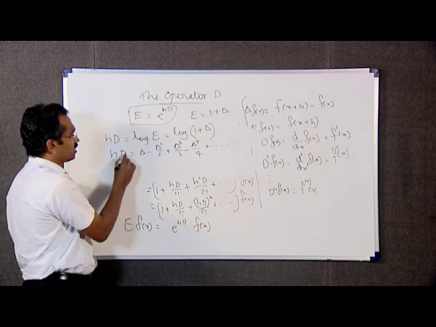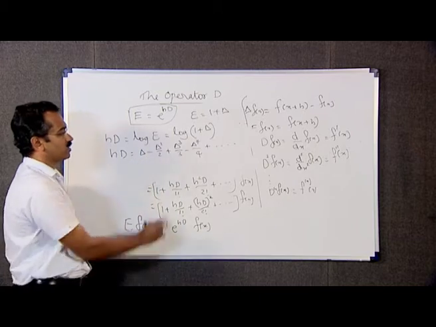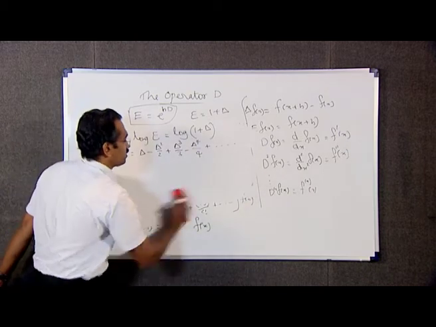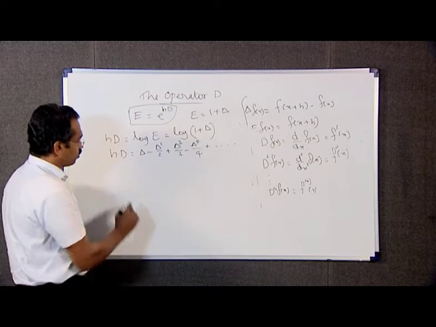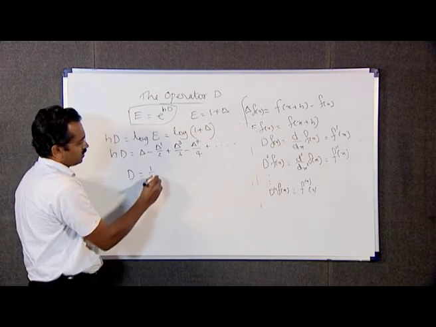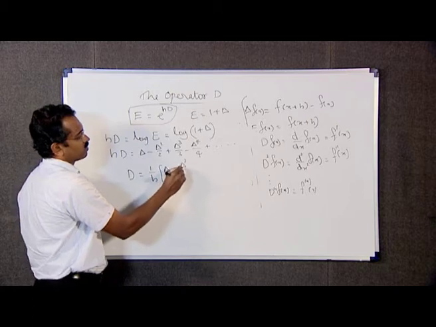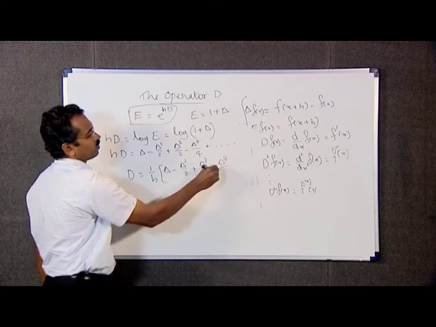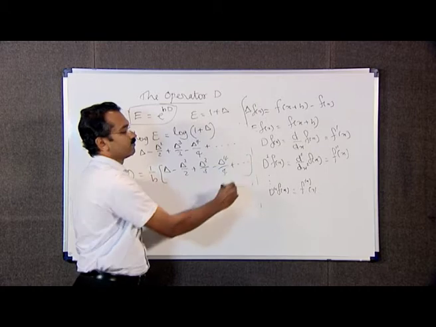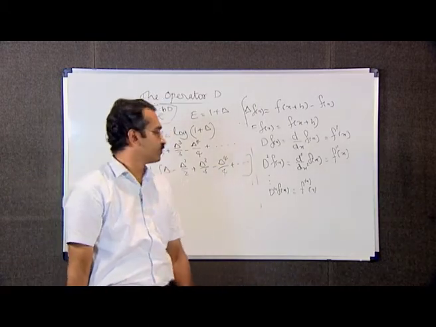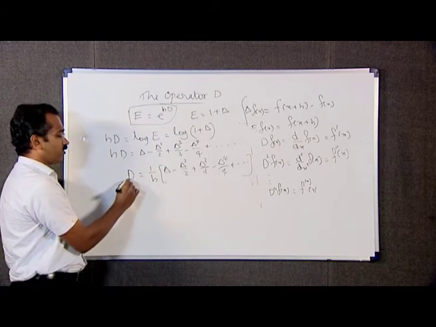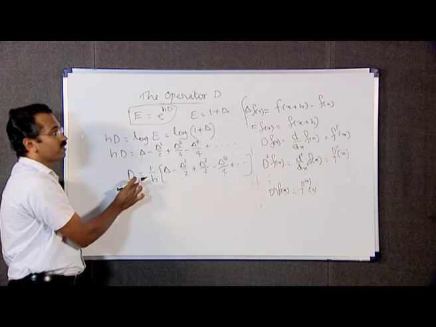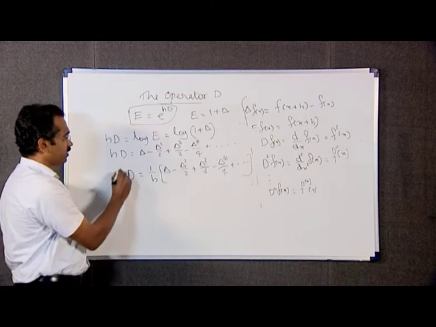That is h D is equal to delta minus delta square by 2 plus delta cube by 3 minus delta raised to 4 by 4 plus etc., which implies D is equal to 1 by h into delta minus delta square by 2 plus delta cube by 3 minus delta raised to 4 by 4 plus etc. A relation connecting the forward difference operator delta and the differential operator capital D.